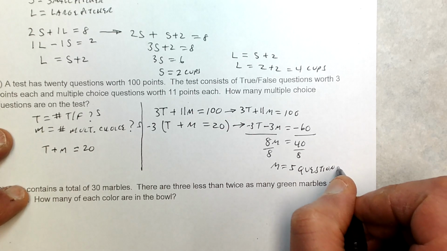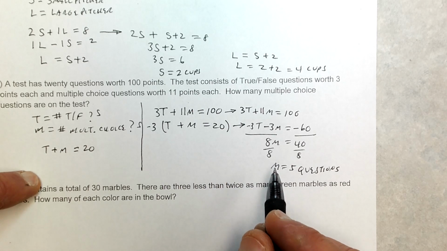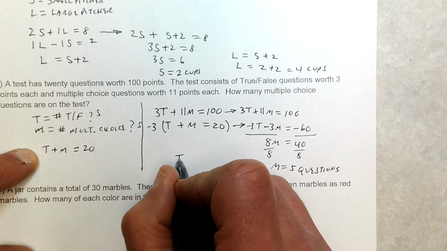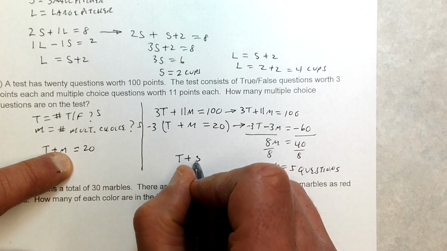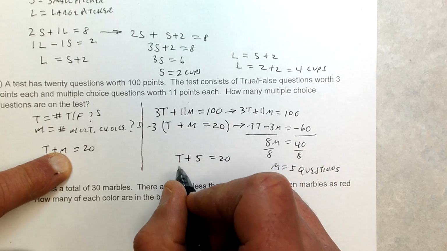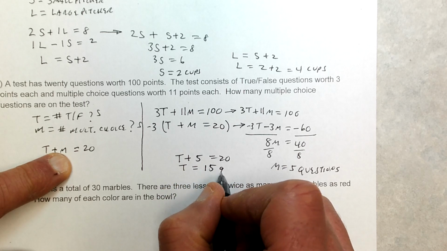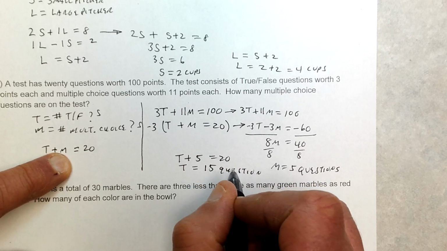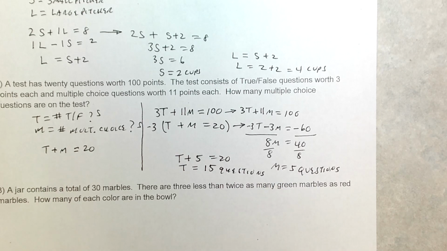Okay, so I go back and find an equation that I could solve for T, and this is a really nice, simple equation to do that with. I'll say T plus, and instead of putting M, I'll put what M is worth, 5. When I subtract the 5 from both sides, I get that there were a total of 15 true and false questions. So 15 true and false questions and 5 multiple choice questions give me the 20 questions.